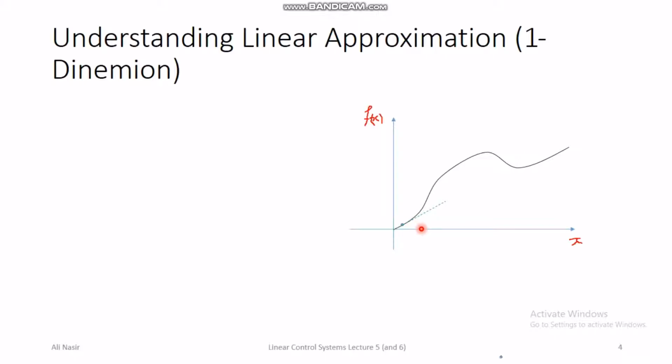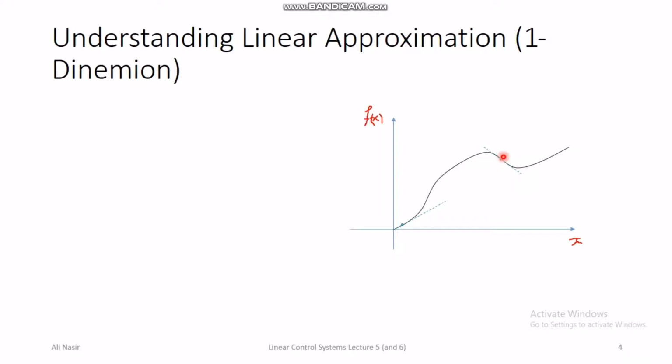And if you pick another point, then you can approximate f of x with another linear function. So the linear approximation of f of x is different depending upon the value of x around which you are approximating this function. This point where we are doing the approximation can be called a critical point, or the operating point, or the point of approximation.